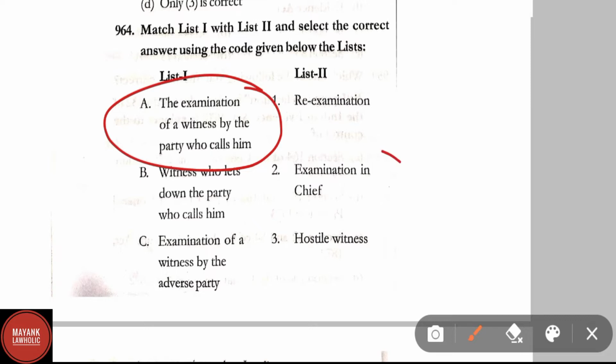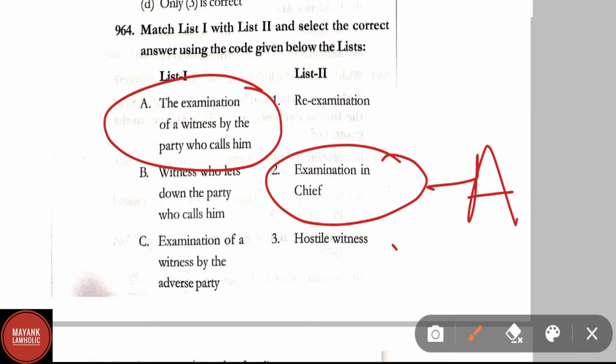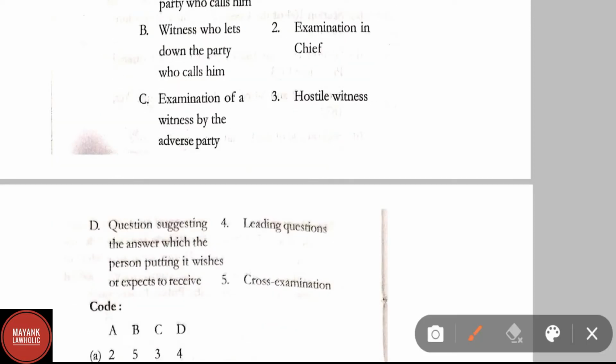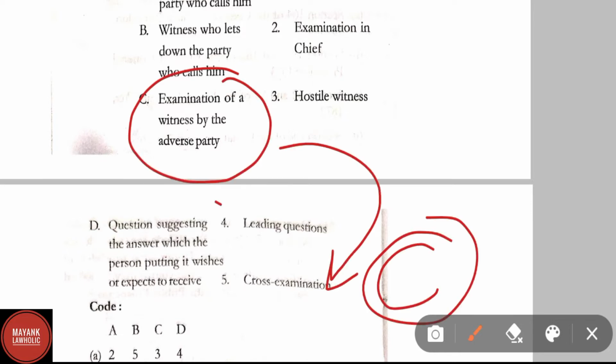Question number 964. The examination of a witness by the party who calls him. Here correct answer is examination in chief. Witness who lets down the party who calls him. Here correct answer is option B, that is hostile witness. Examination of a witness by the adverse party. Here correct answer is cross-examination. Examination of a witness by the adverse party, that is cross-examination. Question suggesting the answer which the person putting it wishes or expects to receive. Here correct answer is leading question.